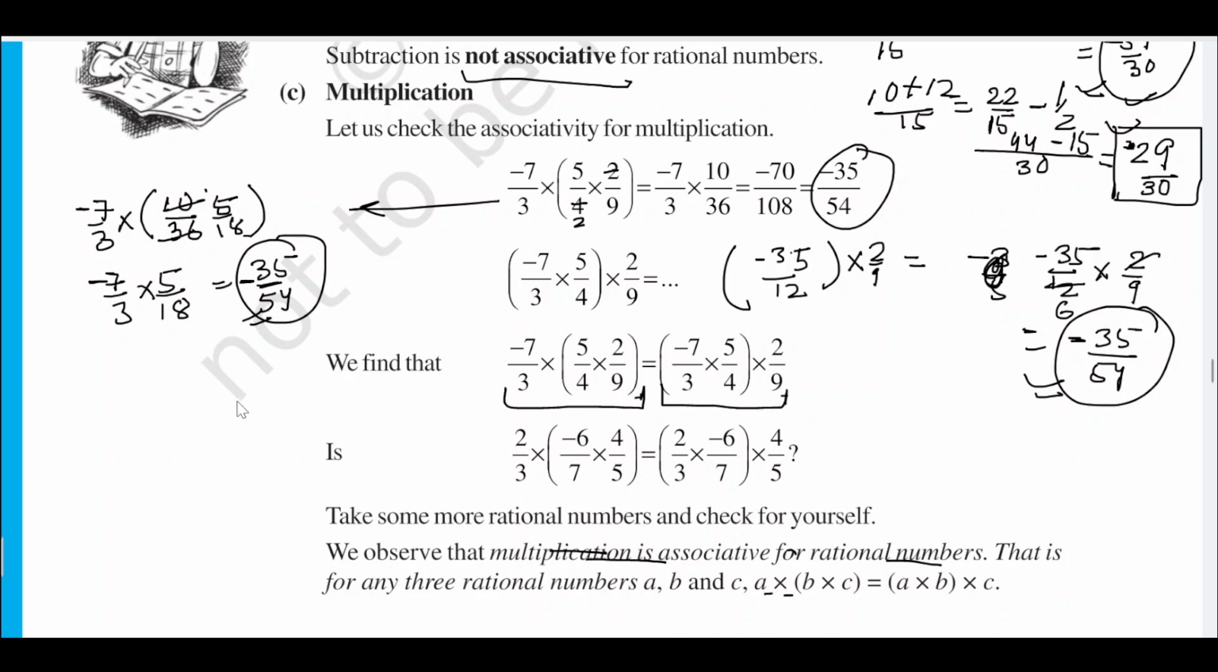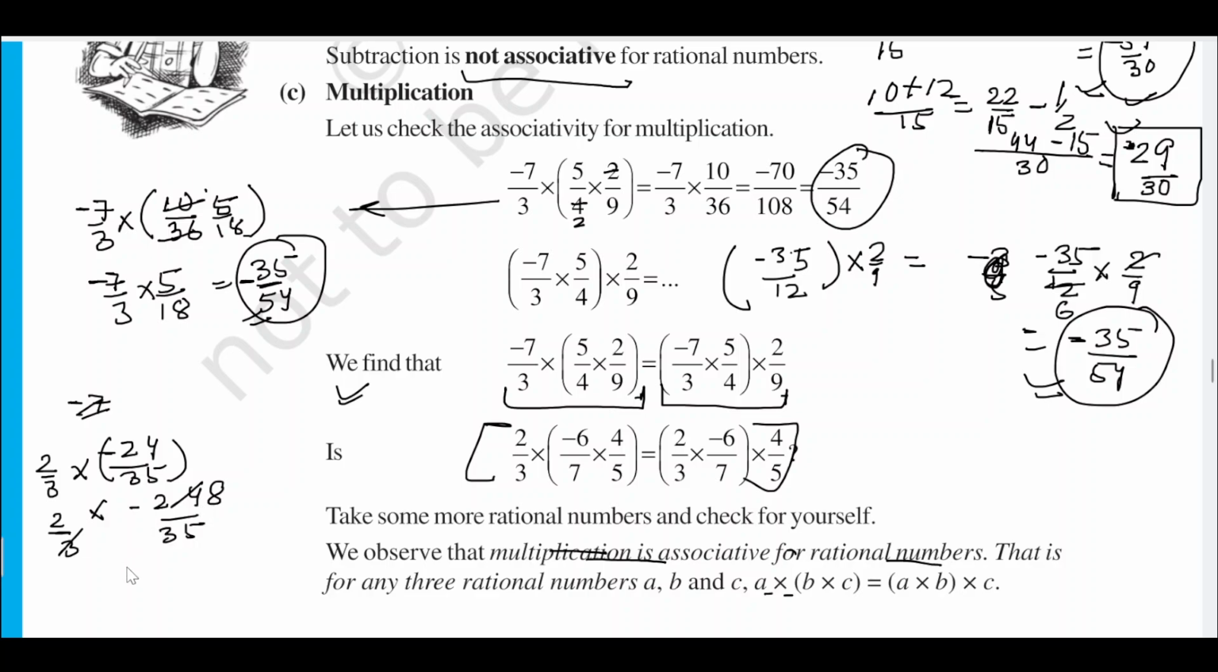Okay, so if we have solved this, this one is another example. 2 by 3 into minus 6 by 7. Okay, so 2 by 3 into under bracket we will get minus 24 by 35. It is 2 into minus 24 by 3. This one is common 8 times. So minus 16 by 35.